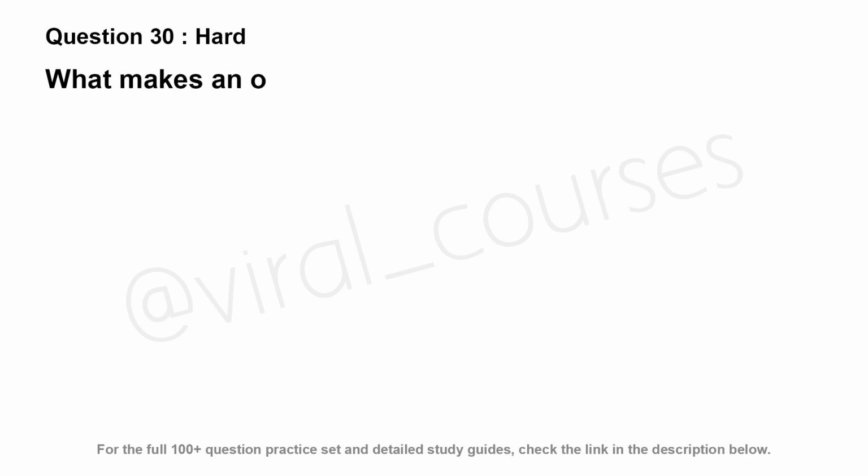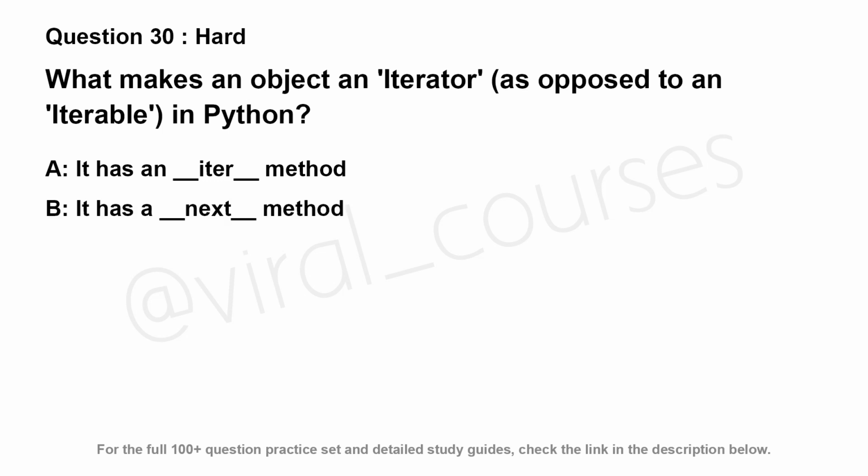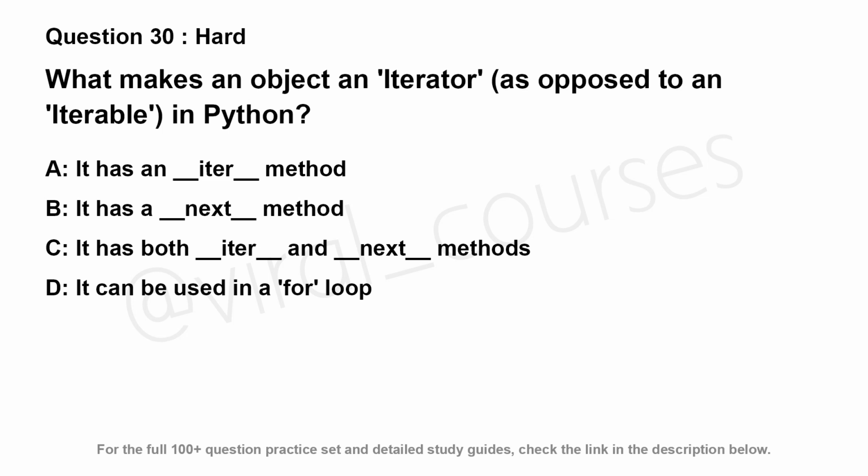What makes an object an iterator as opposed to an iterable in Python? Option A, it has an __iter__ method. Option B, it has a __next__ method. Option C, it has both __iter__ and __next__ methods. Option D, it can be used in a for loop.